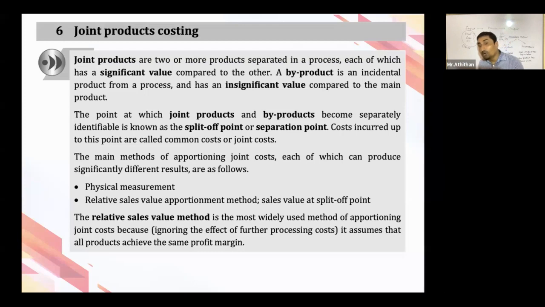Relative sales value is most preferred. The reason is physical measurement is just the number of units, but we are separating the products as joint product or byproduct based on the value. So it is better to use the relative sales value method, right? So the assumption is every product, whether it's a joint product or byproduct, has the same margin. So according to the margin, we will allocate the cost, right?